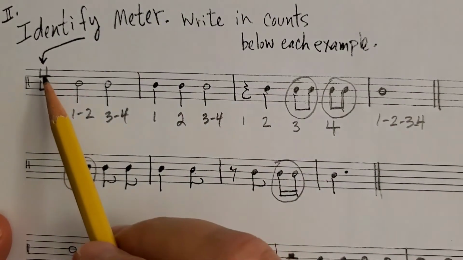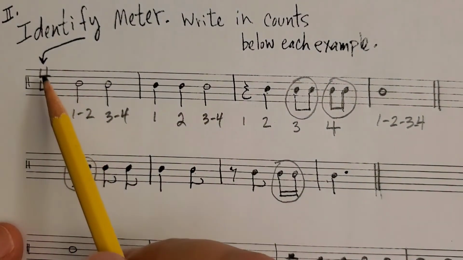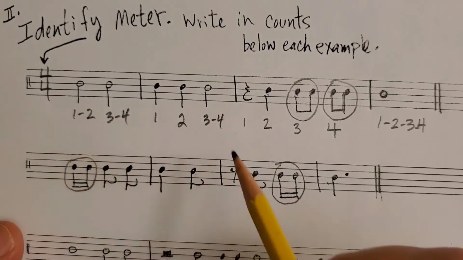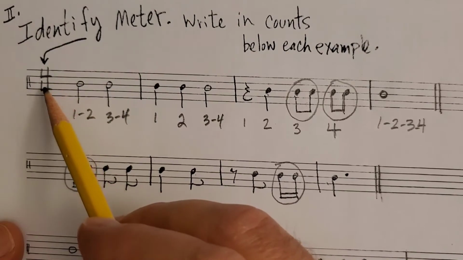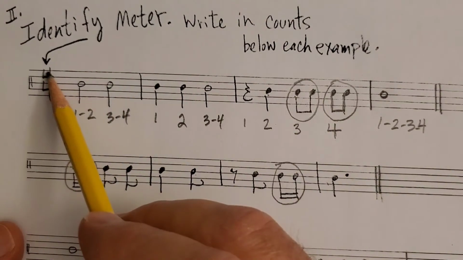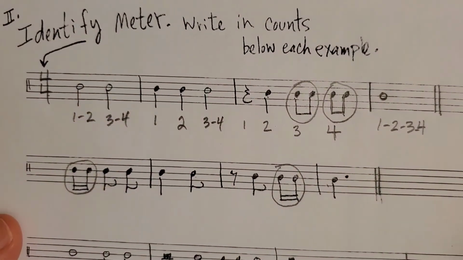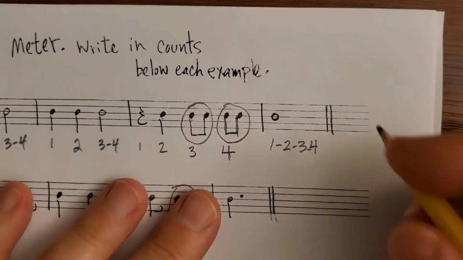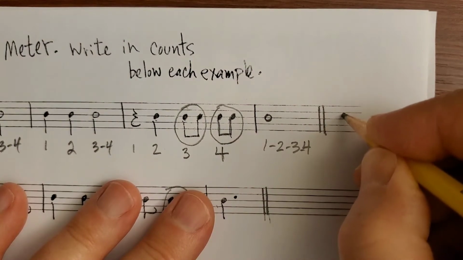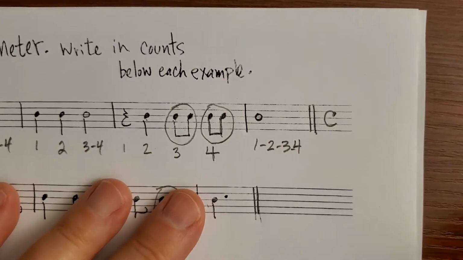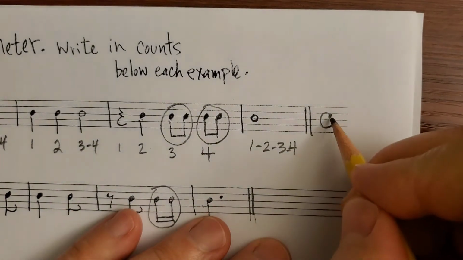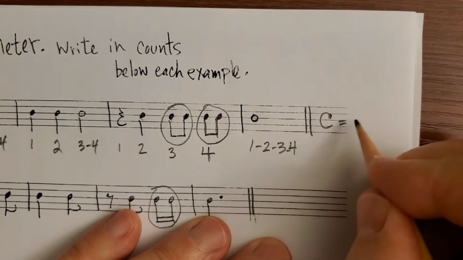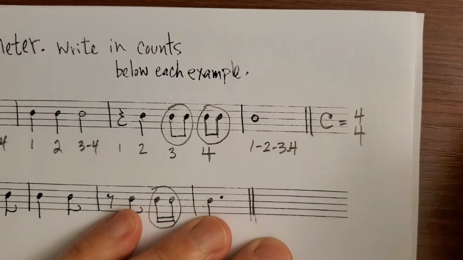So remember, the top number tells you how many beats there are, and the bottom number tells you what gets the beat. So in this case, 4 quarter notes per measure, and the quarter note gets the beat, or 4 beats per measure, and the quarter note gets the beat. Another way that you can notate 4/4, by the way, is common time, which looks like this. It's such a common time signature that 4/4 is sometimes notated as the C right here, which means the same as 4/4. It's called common time.